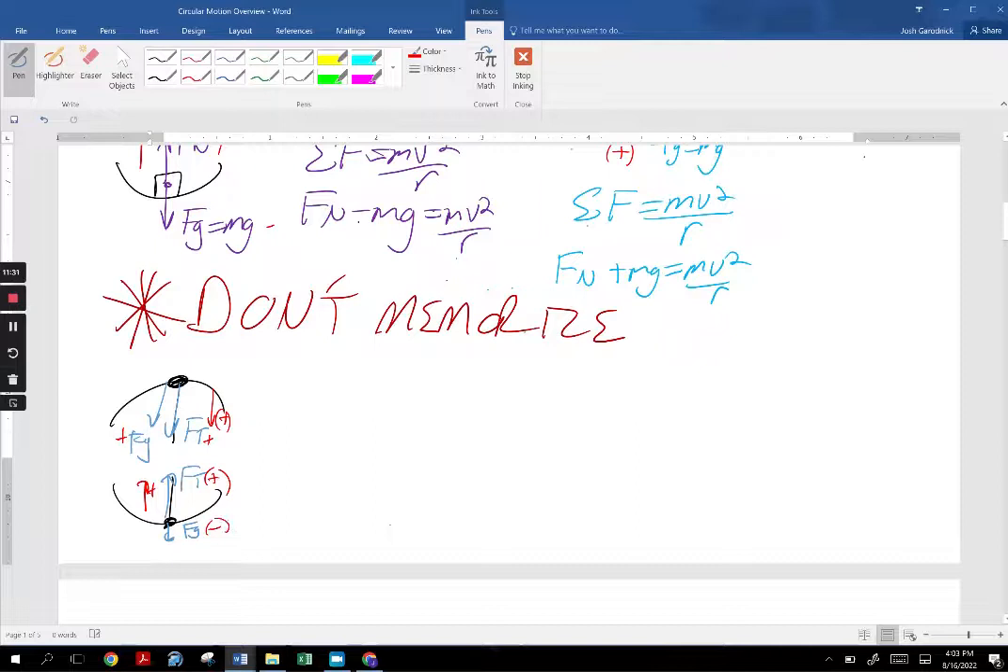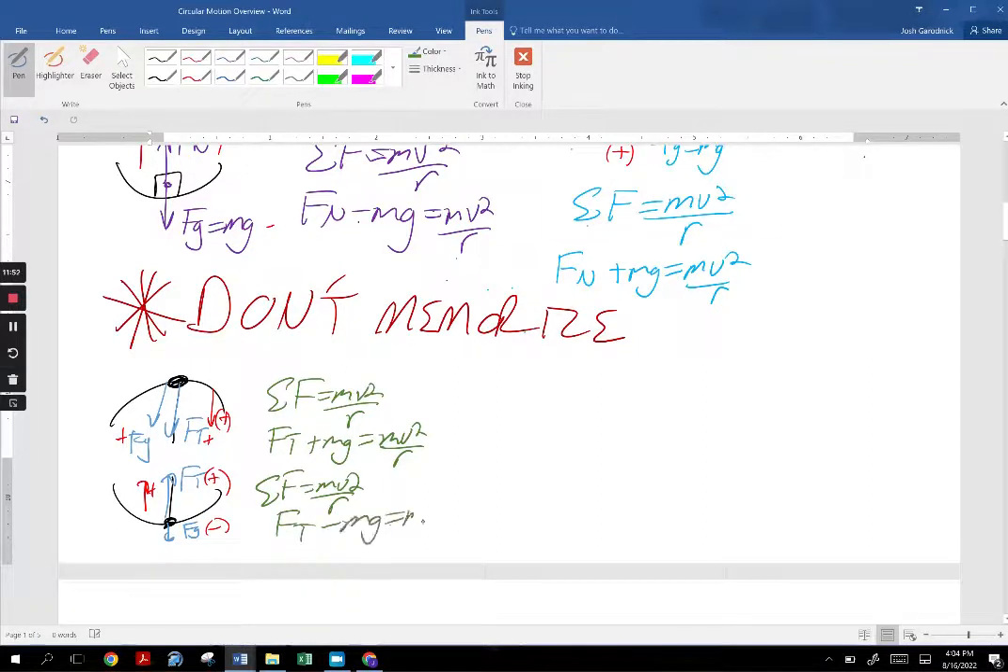And if I were to sum the forces for these scenarios, causing the mass to move in a circle, at the top you have tension plus gravity causing the mass to move in a circle. And at the bottom, if you sum the forces, you have tension minus gravity. See, it seems so hard to memorize what's what. Just draw the free body diagram and let it help you create the math.